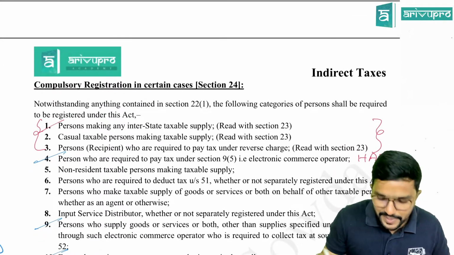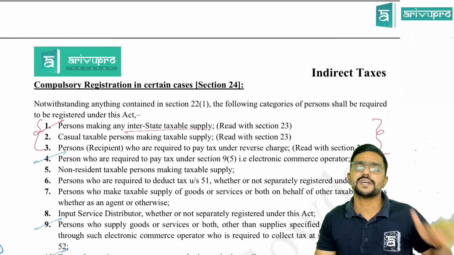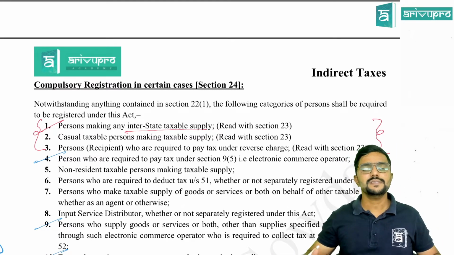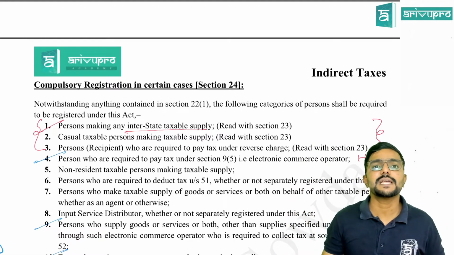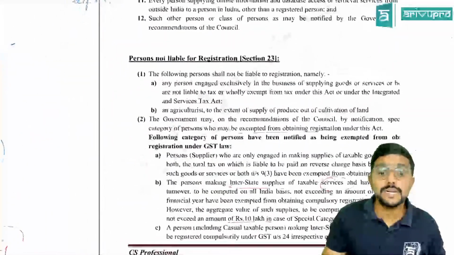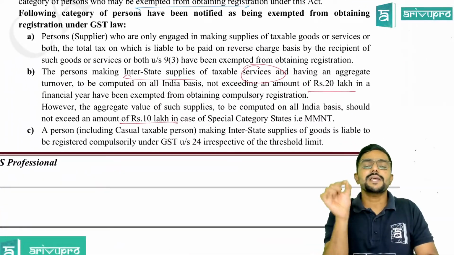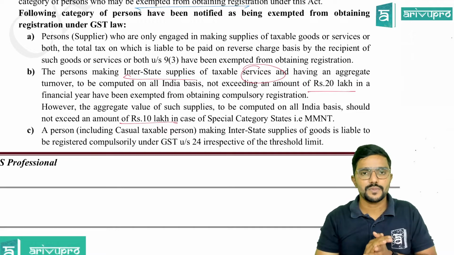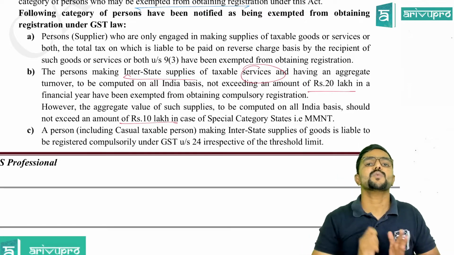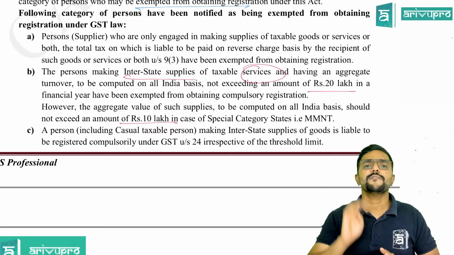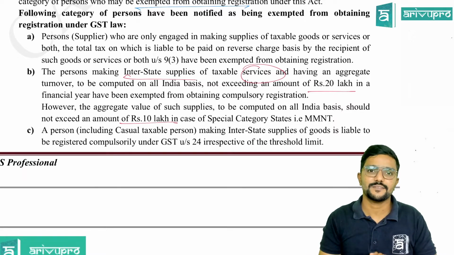If a person is making interstate taxable supply, he is supposed to get registered under GST, mandatory. Means if he is supplying outside the state. But here they are giving the exemption for the supplier of services outside the state. So if you are supplying services outside the state, you will get registered only if your aggregate turnover crosses 20 lakh. And in case of special category states, you will get registered only if your turnover crosses 10 lakh.